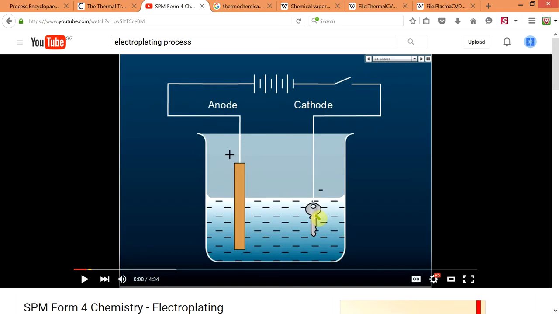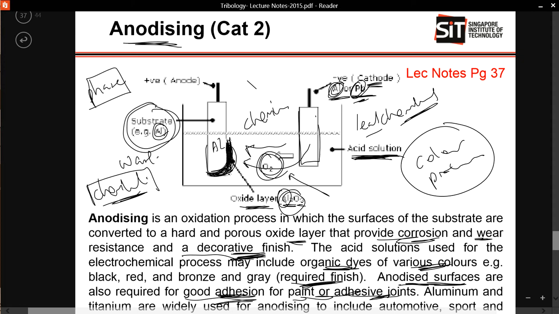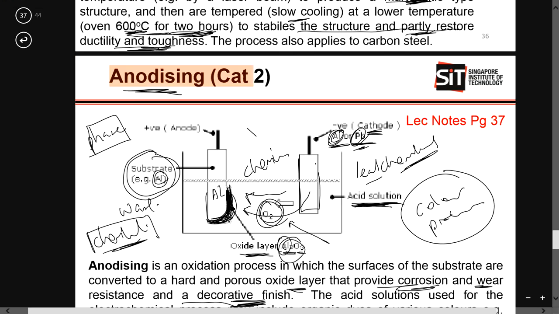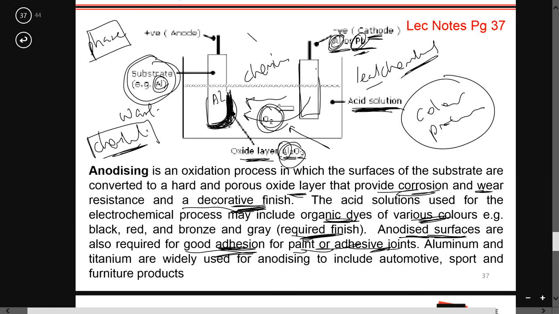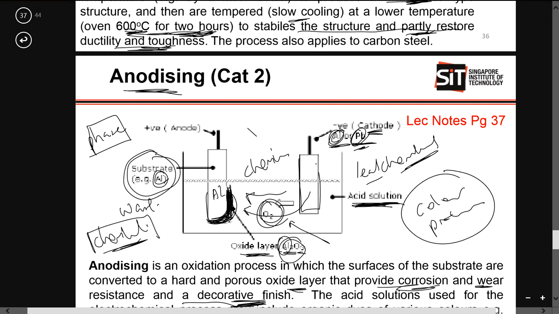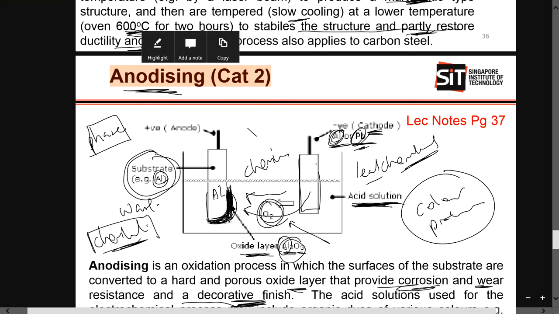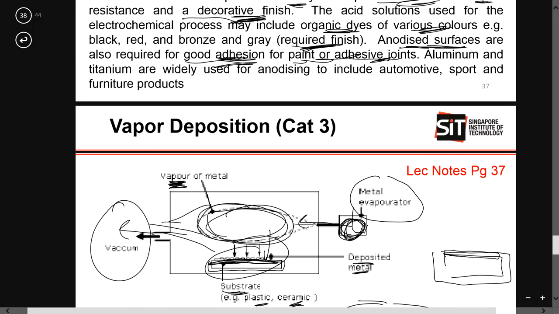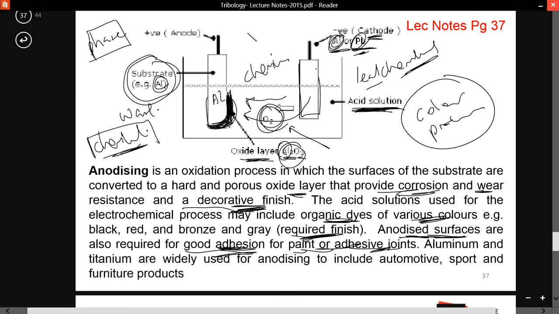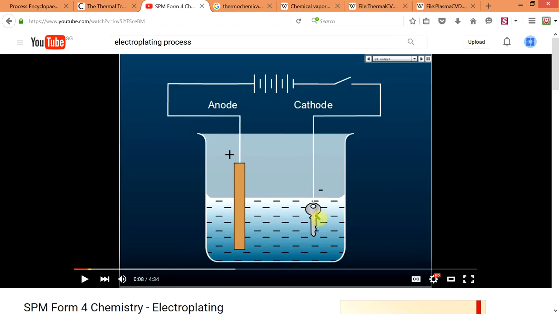Wow, a fellow Singaporean. Anyway, over here, if you think about it, this is actually from Cat 2. It's anodizing, exactly the same thing. I don't know why he put it here. I don't know why Cat 2 has anodizing while anodizing is not in Cat 3. That's why it's a bit of a weird area, but let's take a look, at least he will explain better than me.